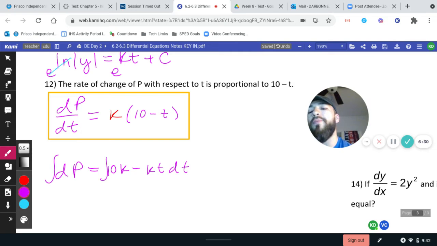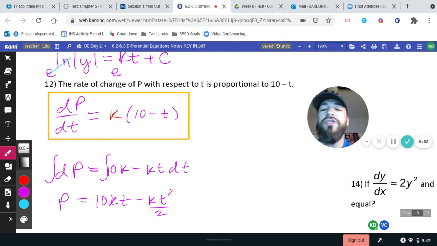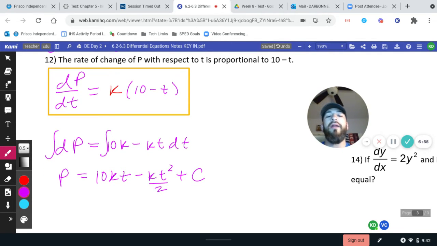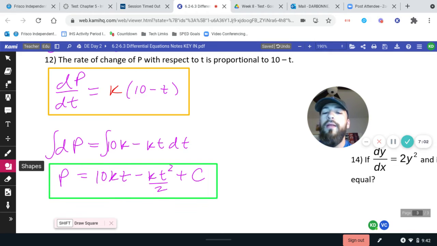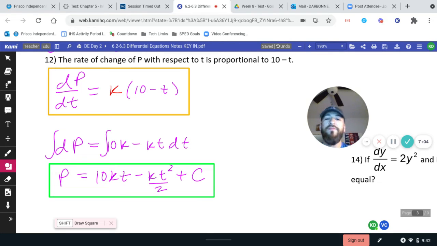Then once I've separated, I can integrate both sides. On the left side, integral of dp is just p, because it's technically 1 dp. Over on the right side, 10k becomes 10kt, okay, because 10 and k are both constants. So I just have one big multiplied constant right there. And then minus kt squared over 2. And then, of course, adding in that constant of integration. And p is already solved on this one, so I don't have to do any extra grunt work. That would just be our final answer on 12.